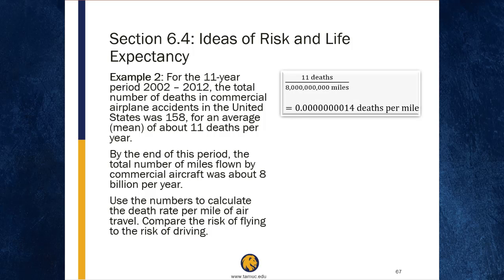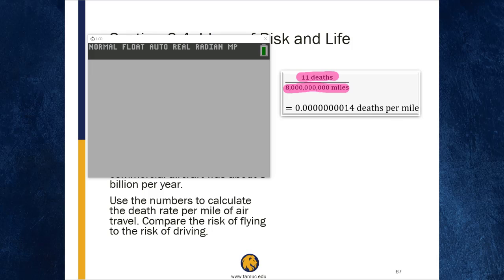I'm going to do the same type of calculation to find the death rate for aircraft. It had 11 deaths and 8 billion miles. So we take 11 divided by 8 billion. It comes out again to be a really small decimal number with lots of zeros. To show how I'm doing this calculation, I'm going to use a calculator to do 11 divided by 8 billion. This shows what happens if you do this in the calculator and you get a really small number like this one.